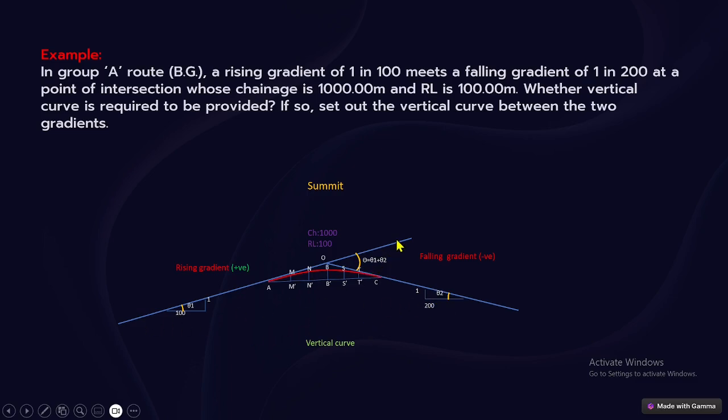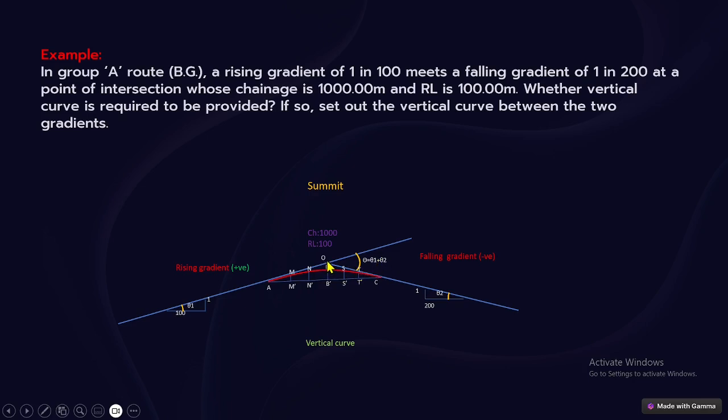Here, a 1 in 100 rising gradient changes to a falling gradient. The point where the change of gradient takes place is called the intersection point. Like in a horizontal curve, where the change of direction takes place will be the intersection point, like that here the change of gradient takes place at the intersection point. The amount of the change of gradient is called the deflection. That angle is the deflection angle. So deflection angle equals theta 1 plus theta 2. The angle of inclination of the up gradient we take as theta 1, and the down gradient as theta 2. So automatically the total deflection angle will be equal to theta 1 plus theta 2.